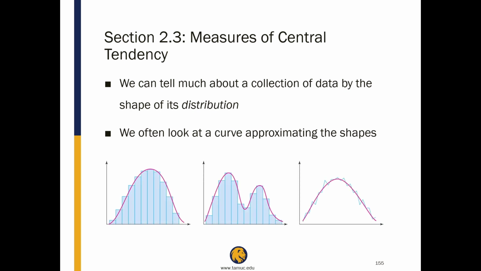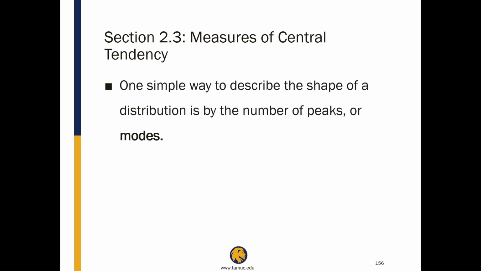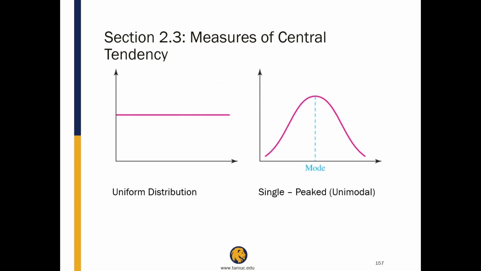So here are some pictures of some histograms. And if we draw a curve that goes along the top of the bars, we get what's called the distribution of the data. It can even be for a line graph as well, but it's just a curve approximating the basic shape. One way of describing the shape that we see in the distribution is by looking at the number of peaks. And the number of peaks is going to be equivalent to the number of modes as well. So we can have what's called a uniform distribution that has no mode. It's just a flat line distribution.